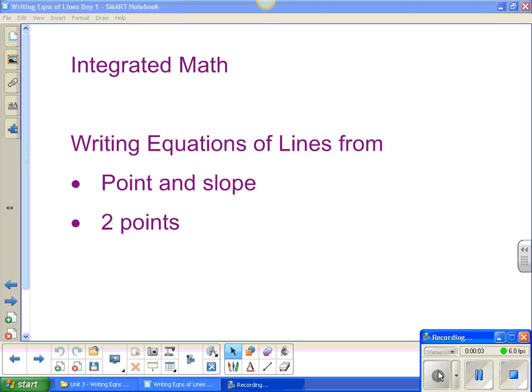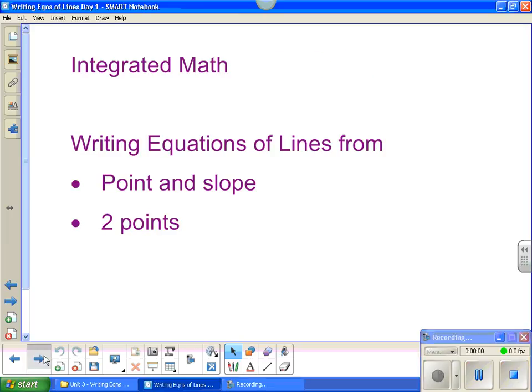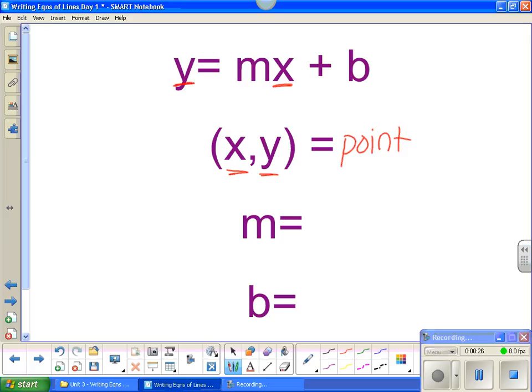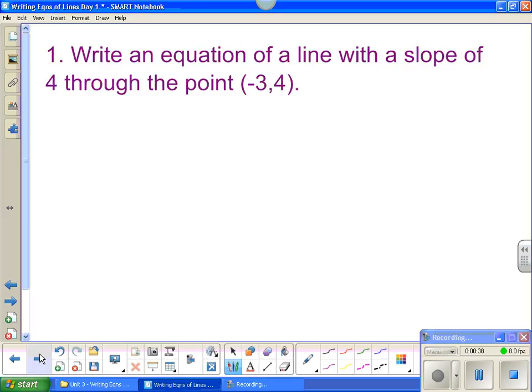Today's lesson is on writing equations of lines given a point and a slope and given 2 points. So we remember y equals mx plus b from before. When you're given x and y, this is a point. These points can be substituted into this equation for x and y. M is your slope, and b is your y-intercept. All of that is old news. Already know that. So here we go.